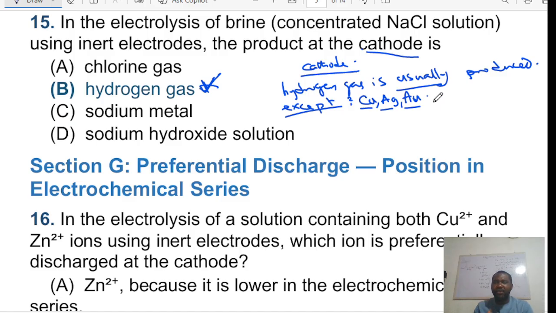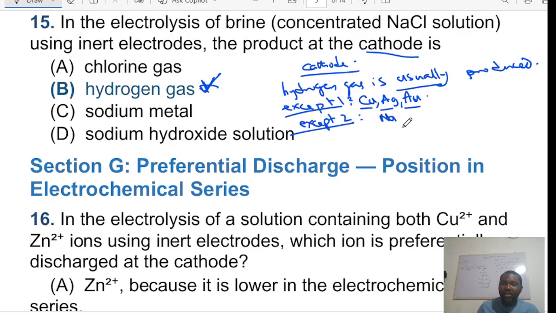Remember, this video is for exam purposes, to make things easy for you. Hydrogen gas is always produced at the cathode, except if the metal ion involved is lower than hydrogen in the electrochemical series, and they are not many. You can see we have copper, silver, and gold. I hope this makes sense. That is exception number 1, then we have another exception, exception number 2.